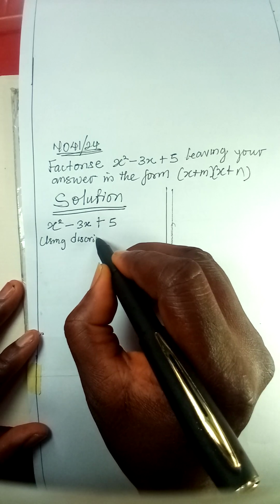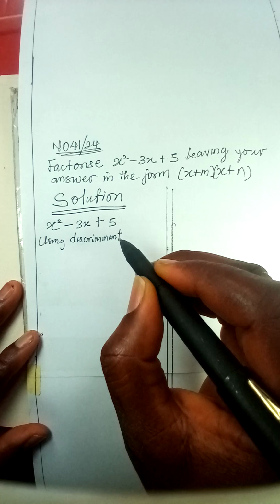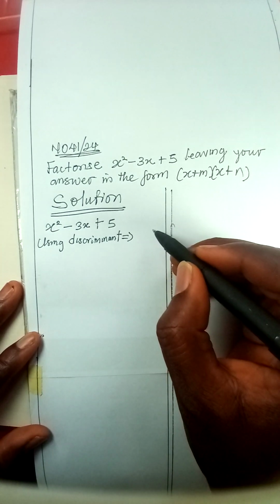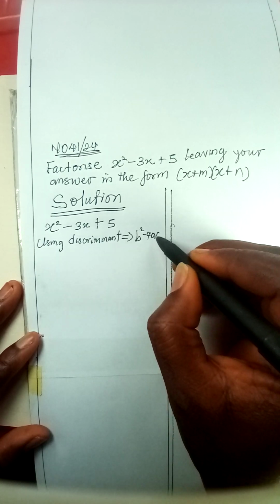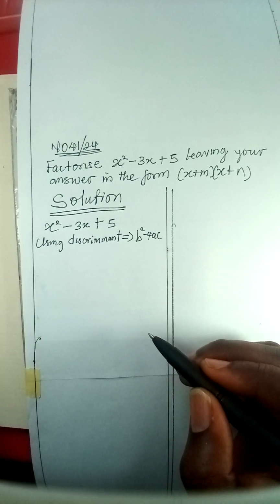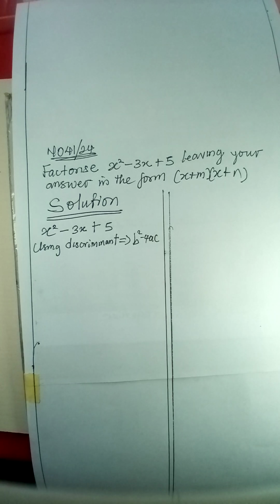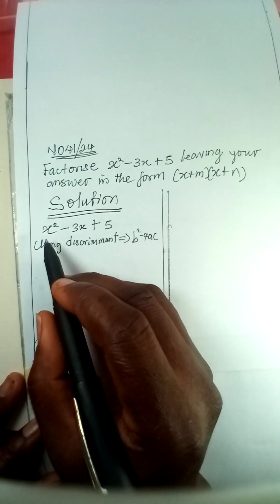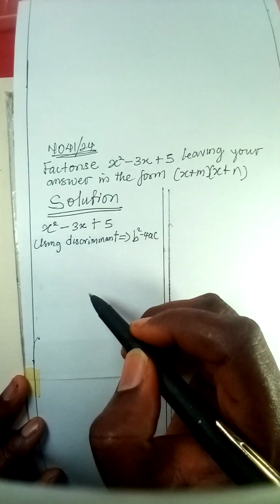if you've handled quadratic equations and expressions well, you will know what I refer to as the discriminant. This is what is referred to as the discriminant, b squared minus 4ac. This expression tells you if a quadratic expression is factorizable. In fact, it gives you a property of a quadratic expression or an equation. If we use this, let me apply it. Remember that my a here is 1, my b here is minus 3, and my c here is 5.